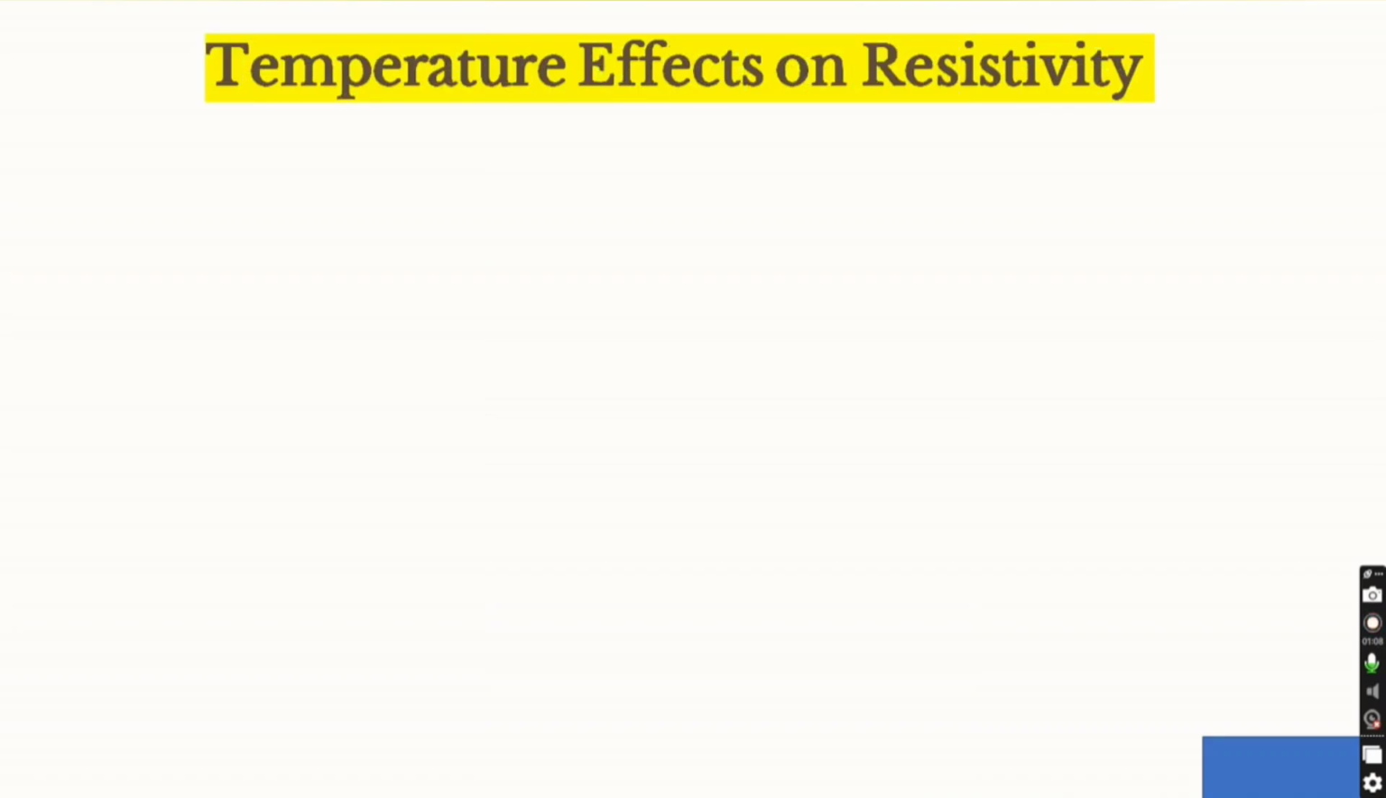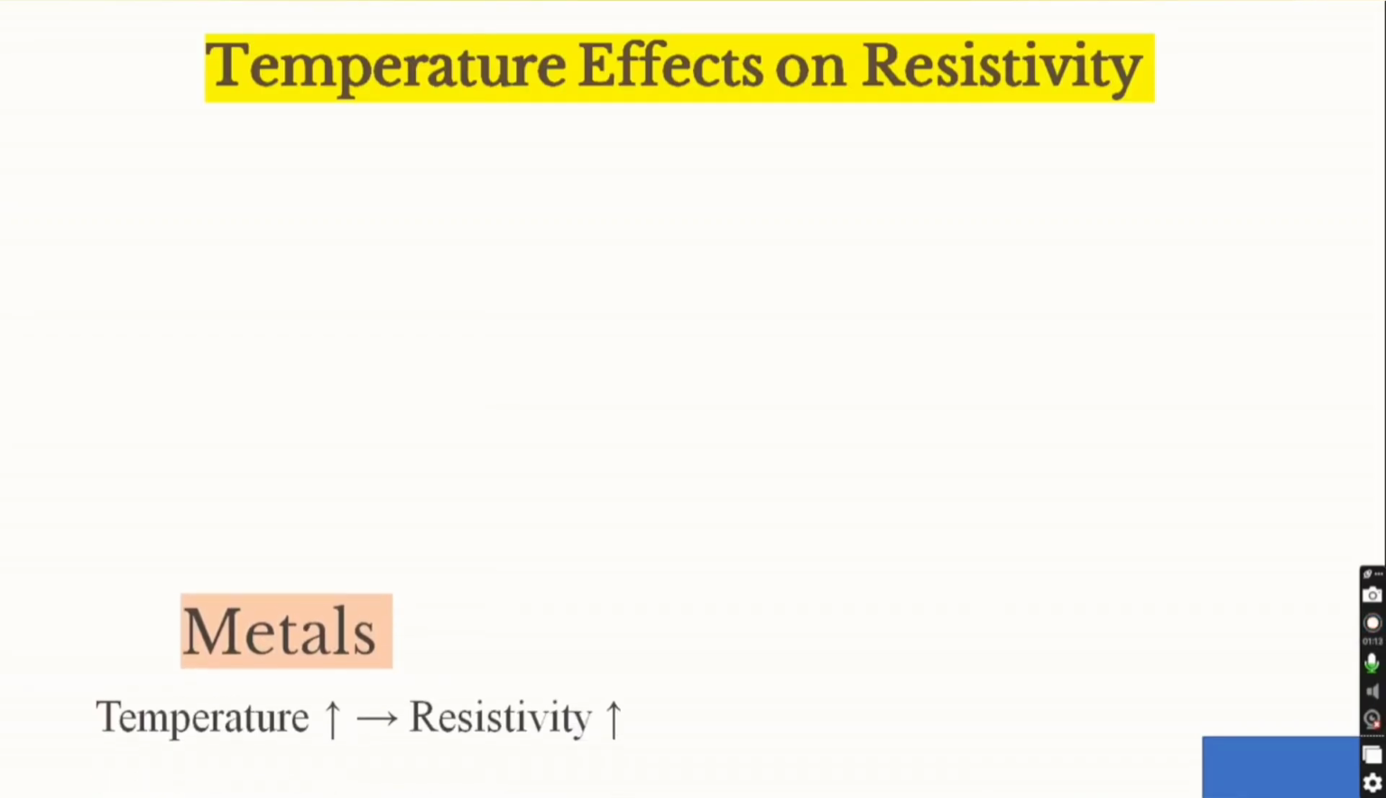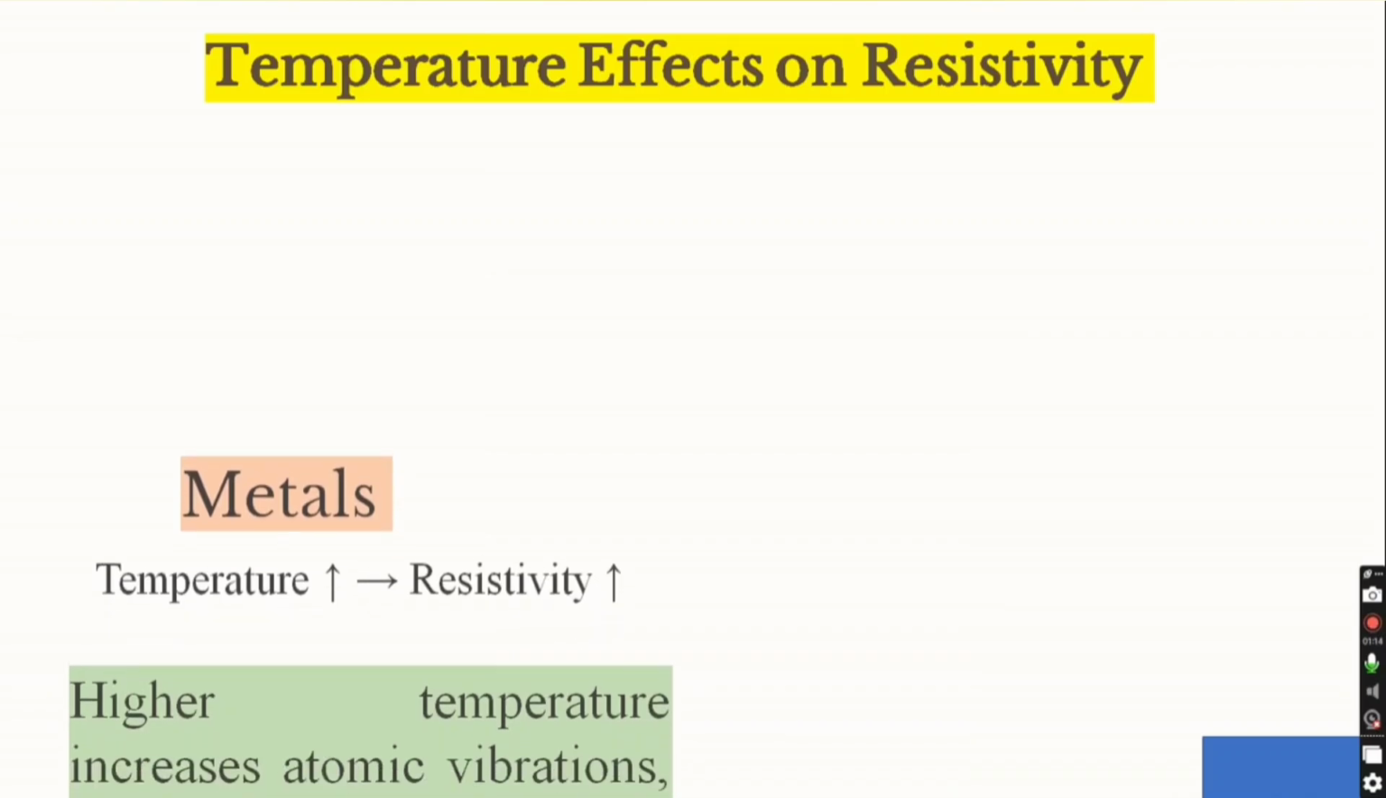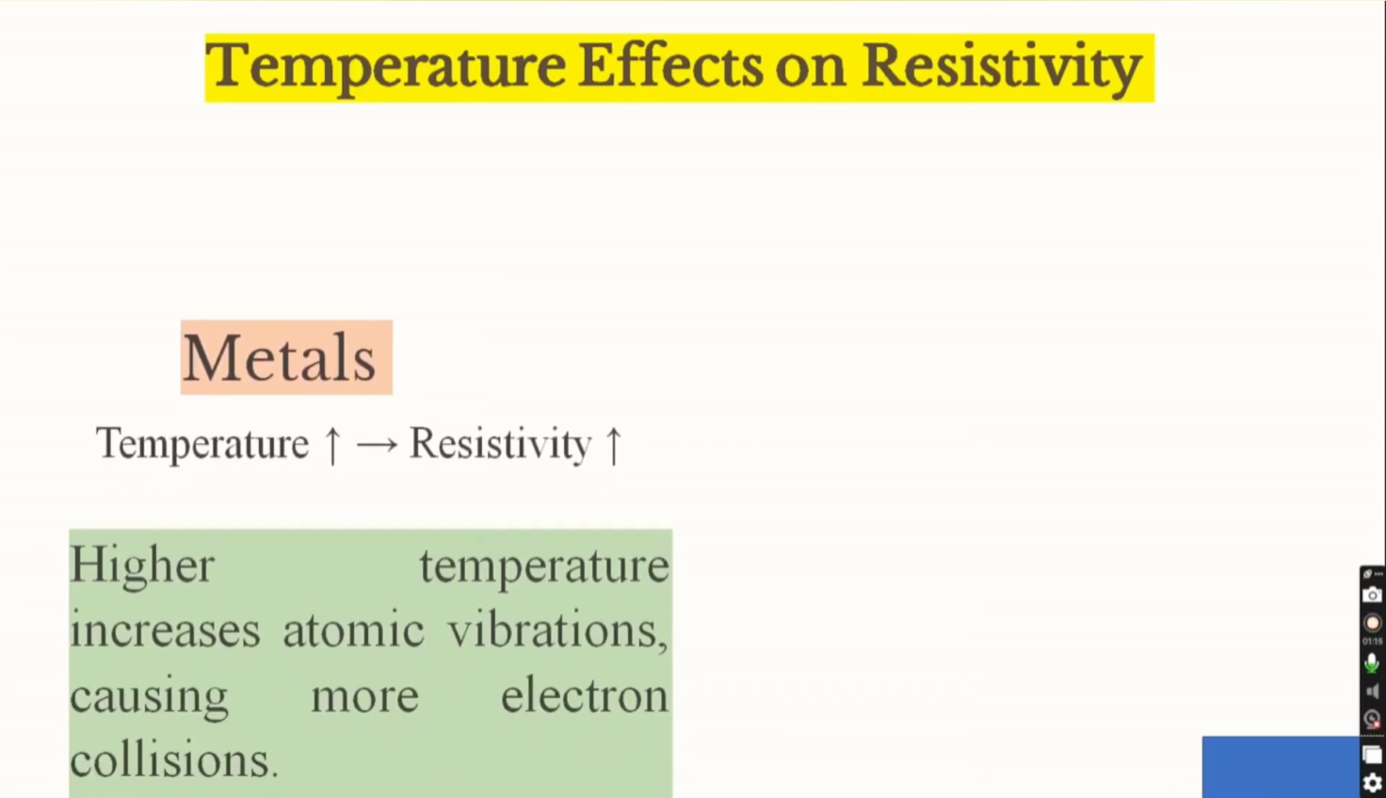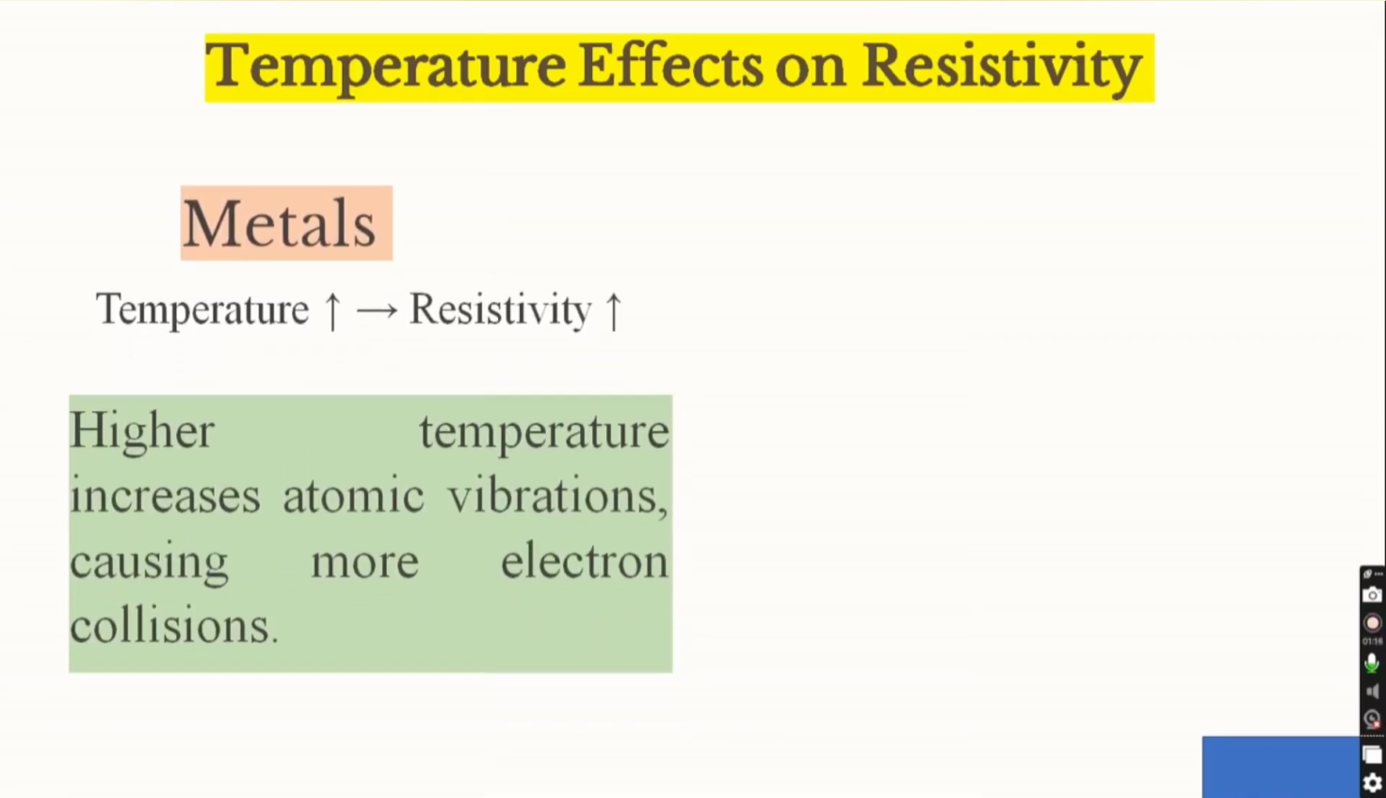Temperature affects resistivity. Temperature changes atomic vibrations, lattice vibration, number of charge carriers, and collision frequency between electrons and atoms. These microscopic changes alter how easily electrons move, changing resistivity.